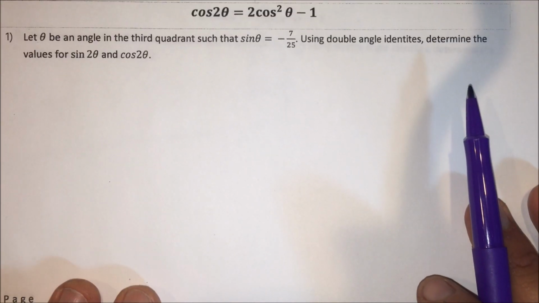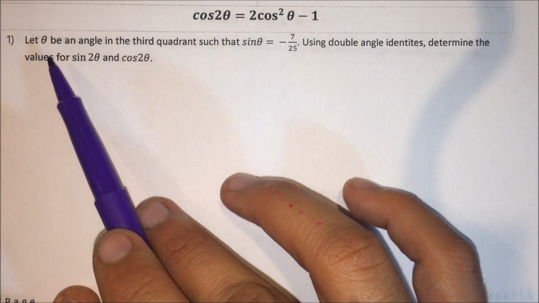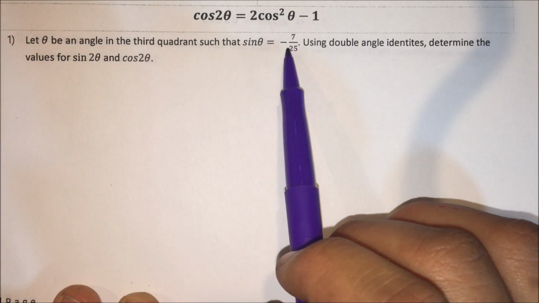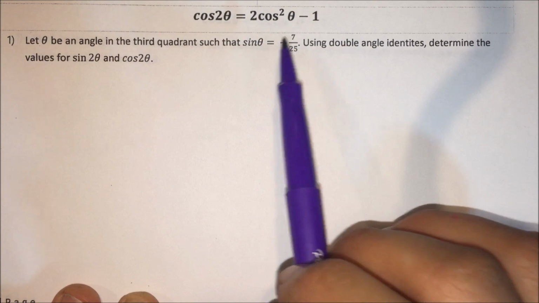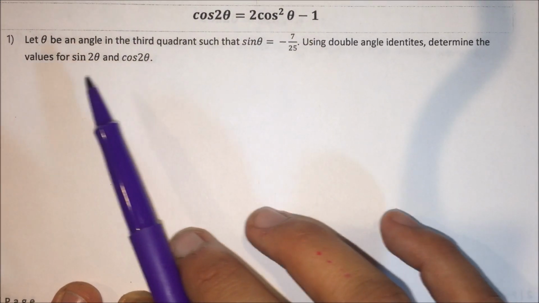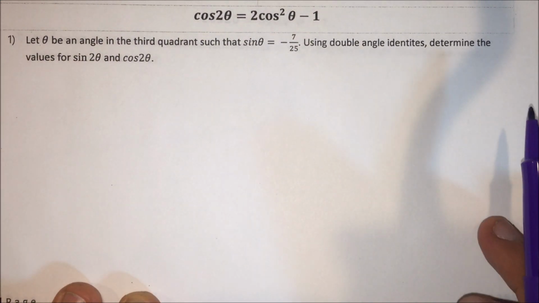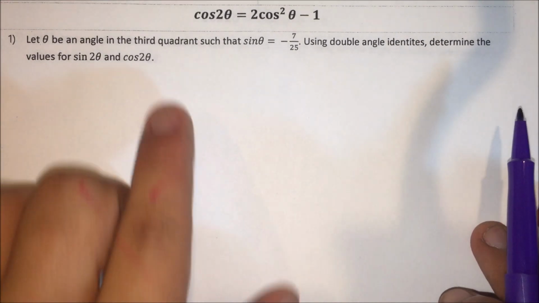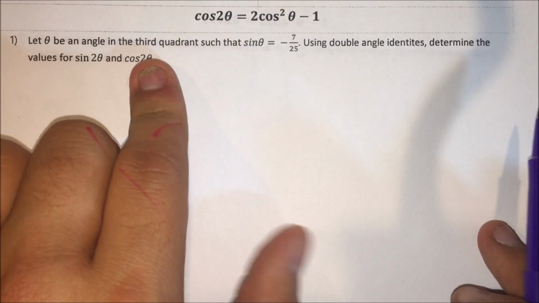Let's go ahead and look at number 1. It says, let theta be an angle in the third quadrant such that sine of theta is equal to negative 7 over 25. Using double angle identities, determine the values for sine of 2 theta and cosine of 2 theta. First of all, let's figure out what quadrant this is.